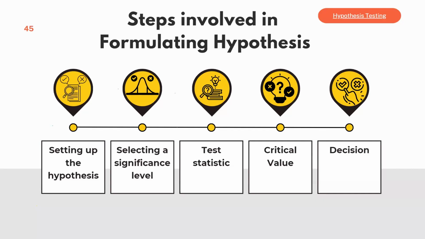The critical value is a point that determines the boundary for rejecting or accepting the null hypothesis. If the test statistic exceeds the critical value, we have to reject the null hypothesis. Then the final step is the decision. Based on the comparison of the test statistic and the critical value, we decide to reject or accept the null hypothesis. If the test statistic exceeds the critical value, we reject the null hypothesis. If it does not exceed the critical value, we fail to reject the null hypothesis. These are the steps of hypothesis testing.